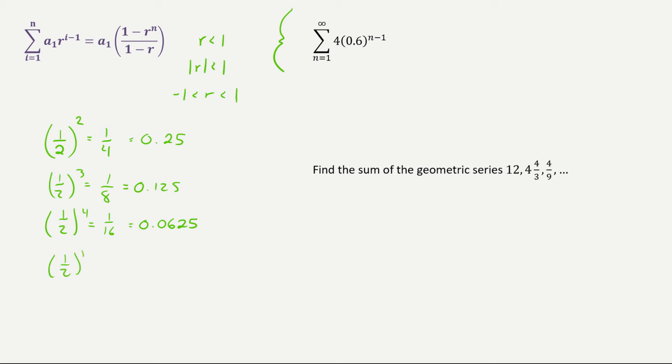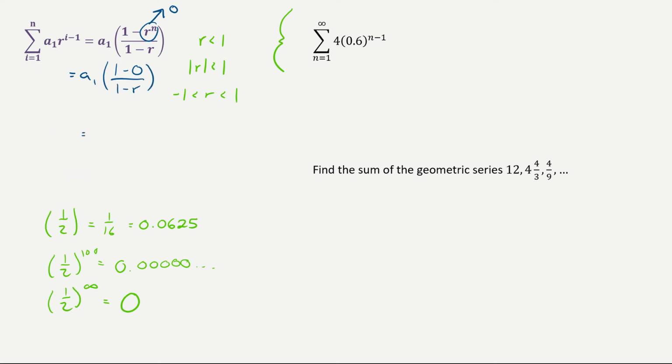If I go 1/2 to the 100th power, that's going to be 0.0000000, something really small. If I go 1/2 to infinity, well, applying a little bit of calculus to it, we can say it is effectively 0. In fact, it's exactly 0. So how does that change our formula? It allows our formula to become this: a sub 1 times 1 minus 0, since this term right here, we just discovered, goes to 0, over 1 minus r. What does that simplify to?